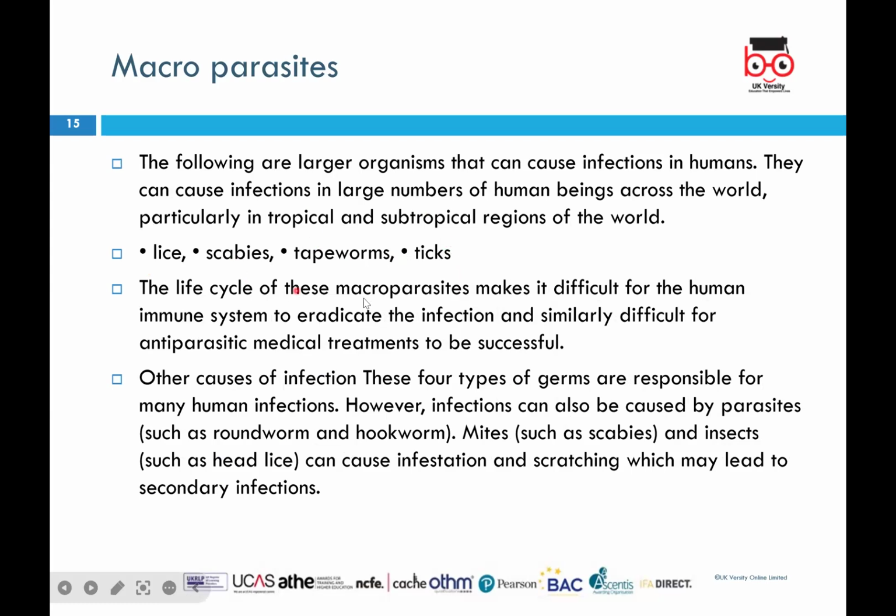Now, the life cycle of these macroparasites. A parasite is something that lives on another organism. They make use of another host organism for their division, multiplication, and survival. So it is difficult for the human immune system to eradicate the infection, and similarly difficult for anti-parasitic treatments to be successful. They're quite complex. Sometimes you can control scabies, but at times even the best treatment doesn't help, and you have it for a very long time. The same goes for lice, tapeworm, and ticks.